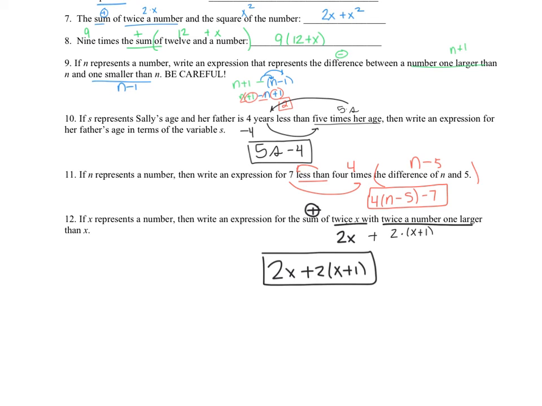And then for number 12, if x represents a number, then write an expression for the sum of twice x with twice a number 1 larger than x. So I know the sum of means addition. Twice x is 2x. And I want to add to it 2 times a number 1 larger than x. One number larger than x is x plus 1. So I'm going to multiply it by 2. So I get 2x plus 2 times x plus 1. And that's your final answer.